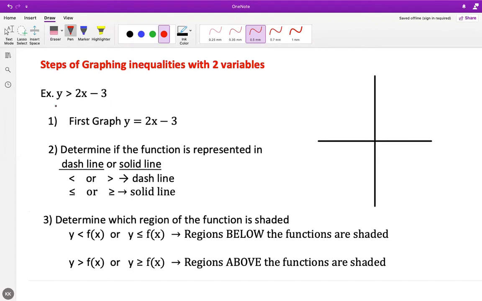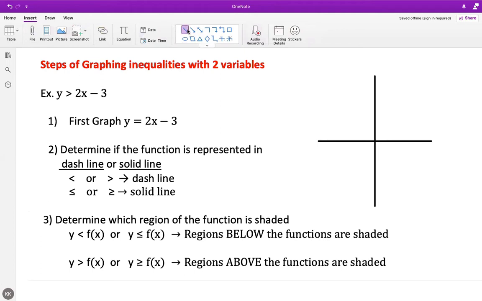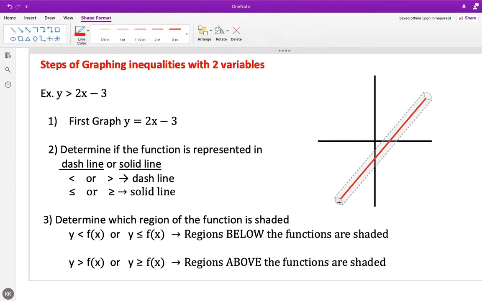In this example I give you y greater than 2x minus 3, and I want to graph the inequality. The first thing you're going to do is draw the function y equals 2x minus 3. I know it's a linear function, the slope equals 2, and the y-intercept equals negative 3. So the line passes through y equals negative 3, and the slope is 2.